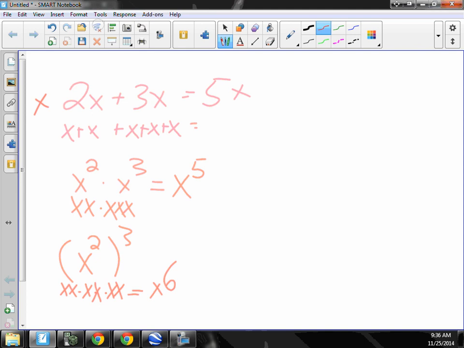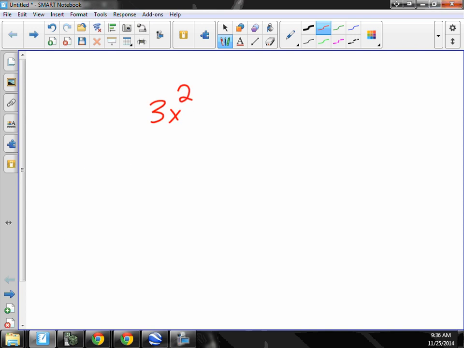Well, what if I had 3x squared times 4x, just 4x? 12x cubed. Now let me show you one way to look at this. So we multiply those and we get 12, and we multiply these and we get x to the third. So the same basic rules apply with square roots, but you need to remember how to simplify square roots.